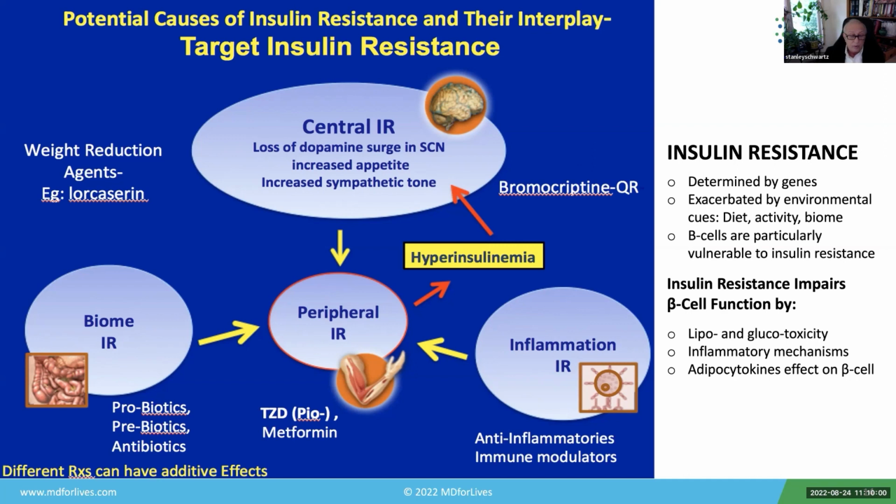So just because I have this drug to treat insulin resistance, it doesn't mean you can't use other drugs that work against other mechanisms of insulin resistance to help the patient. And insulin resistance on the right is determined by genes, exacerbated by the environment, the diet, activity, the biome, and beta cells are particularly vulnerable to insulin resistance. And insulin resistance impairs beta cell function by lipo and glucose toxicity, inflammatory mechanisms, adipocytokines.